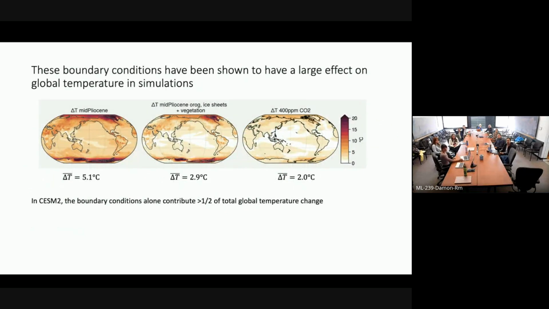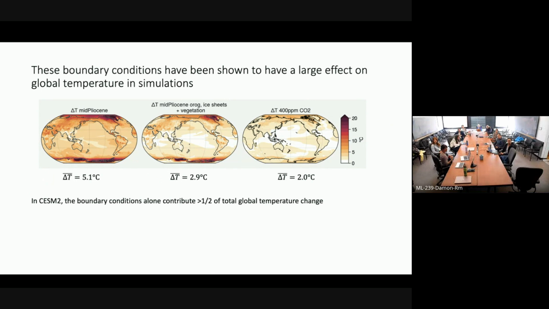Okay, so the reason this is important is that this FESS is kind of vague, and the problem with using this construction is that those boundary conditions with the ice sheets and vegetation have been shown to have a large effect on the global temperature of the Pliocene in many climate simulations.